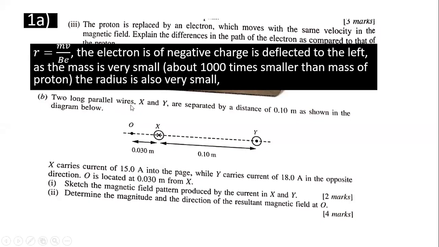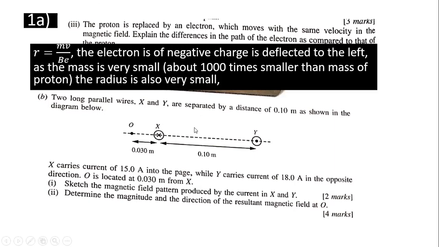Two parallel wires X and Y are separated by a distance, shown in the diagram. X carries a current, and so does Y. This one is going in, this one is coming out. And then O is 0.03 meter. Sketch the field, this is memory work. You can roughly guess how the graph will look like. X is going in, so it's going to be clockwise concentric circles. This one for Y will be anti-clockwise circles.